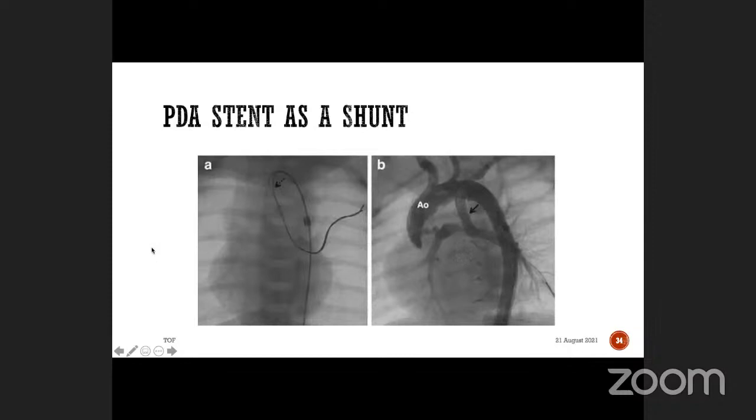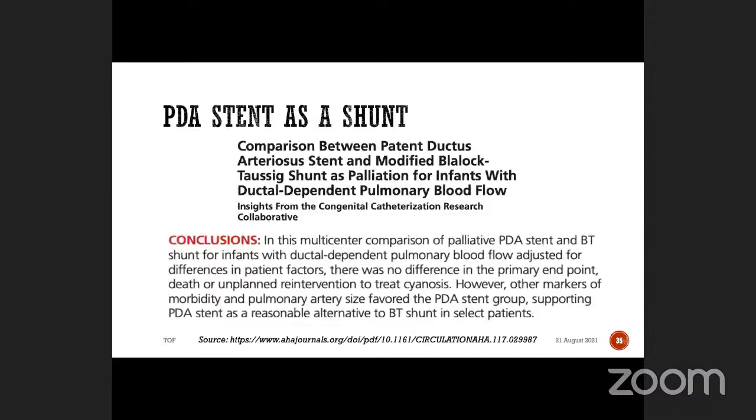Nowadays, with good interventional cardiologists, the PDA can be stented in these patients who have cyanotic spells. That's an option that can be considered in these patients that have TOF spells that you don't want to take to the OR and put a BT shunt in and deal with the complications of the BT shunt.